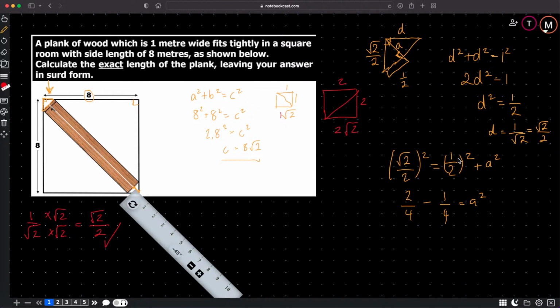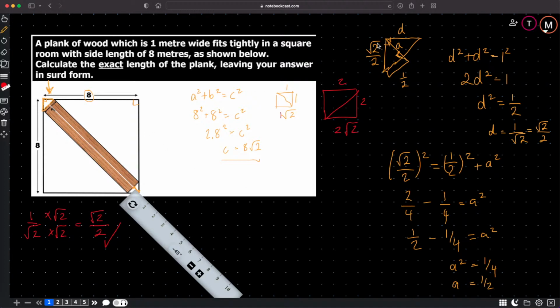Sorry, has you got a half, take away a quarter, that's a quarter. And we square root it, we get half. Oh, right, yeah, it's a quarter. I was thinking it was a half. So 2 over 4 is the same as a half. Take a quarter, which is equal to A squared. A half take a quarter is a quarter, so we get A squared equal to a quarter. And then, therefore, the square root of a quarter is a half, so A is equal to a half.